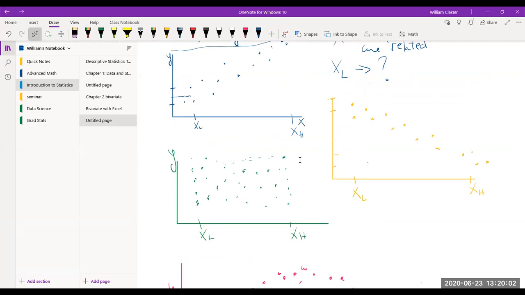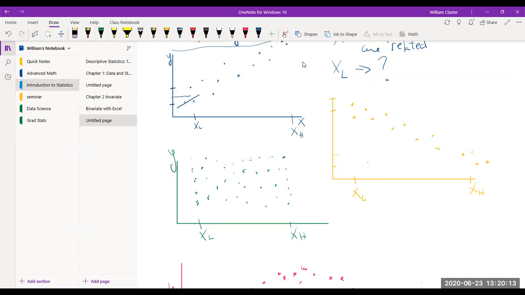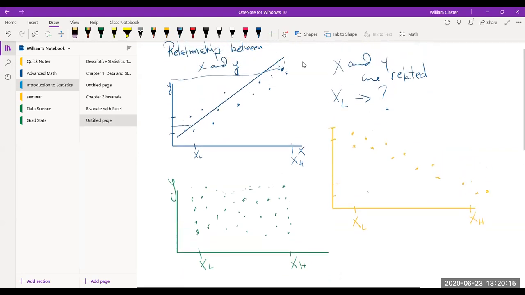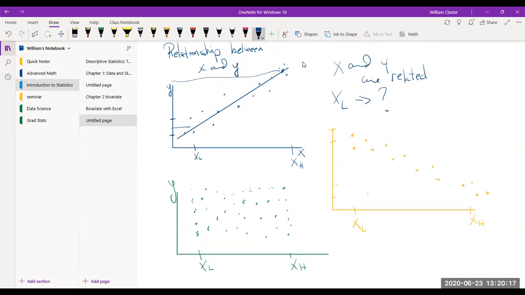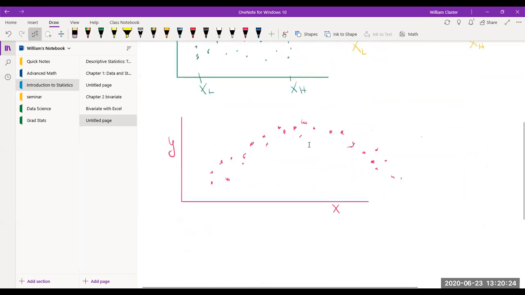But these, we would say there's a linear relationship. You can see why we'd call it linear, because basically it seems to fit a line, right? Something like that. Now clearly, this doesn't fit a line very well. I could draw a line there, but I don't really want to do that. I could, but it's not really a good picture if I do that.